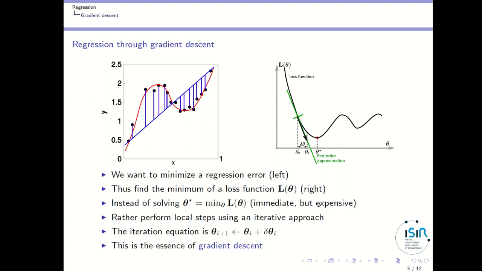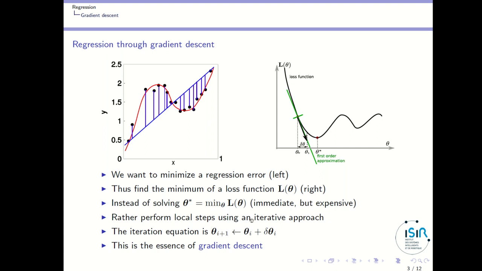Or you can perform some gradient descent where you start from some theta and you want to converge slowly to some optimum. In general, you will converge to a local optimum, but if you are lucky enough, your local optimum will be very good. So this gradient descent will be an iterative approach. And the general iteration equation is this. You have a current theta, you add some variation over theta, so delta theta, and this gives you your new theta. And that's what gradient descent is.